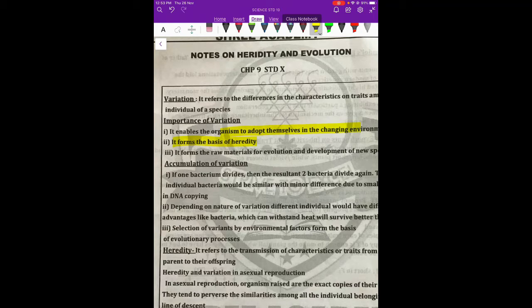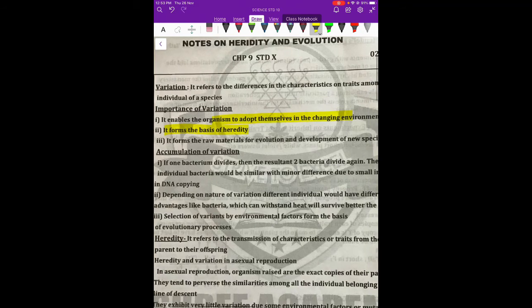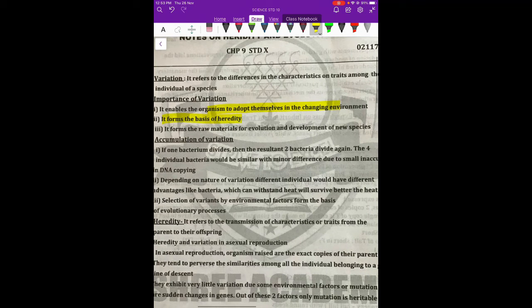So it is slight variation, because when parents, male and female, come together, some characteristics of the male and some characteristics of the female parent come into the child. So some part of this is always carried forward. Then the third is, it forms the raw material for evolution and development of new species. Evolution means slowly a new species can evolve which will have slightly different characteristics.